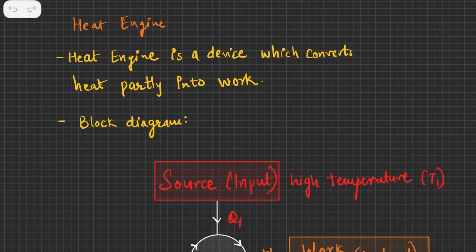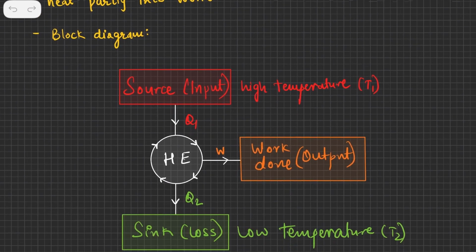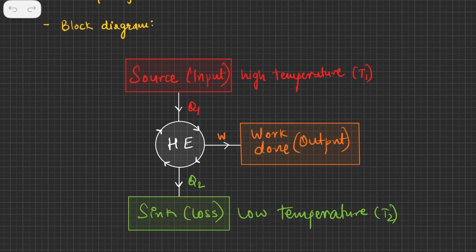So let's see the block diagram of that, and the block diagram looks something like this. Just focus on where I am pointing with the laser. The circular part is what is called the heat engine, and the heat engine is working in a cyclic process. A cyclic process was discussed in the previous video. You can go look at the previous videos in order to understand what a cyclic process is.